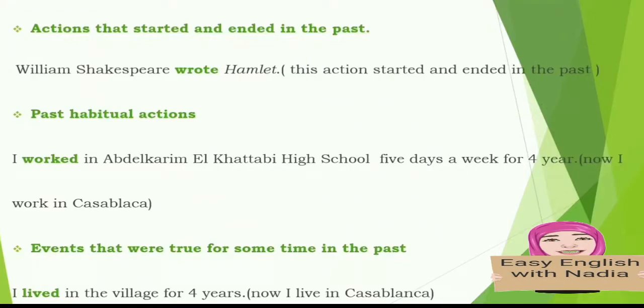We use the simple past to talk about actions that started and ended in the past. For example, William Shakespeare wrote Hamlet. So this action is over because William Shakespeare is dead. Past habitual actions. I worked in Abdelkrim Khattabi High School 5 days a week for 4 years. Now I work in Casablanca.